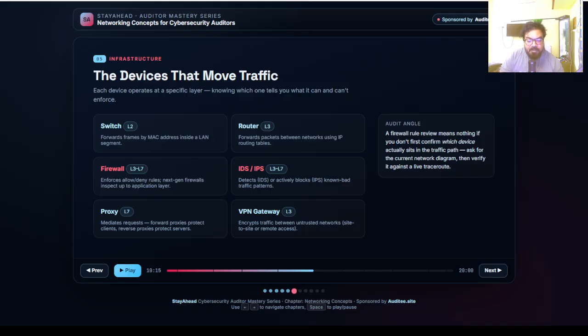A firewall rule review means nothing if you haven't first confirmed which device actually sits in the real traffic path. Always ask for the current network diagram, then verify it against the live trace route, because diagrams drift from reality faster than most organizations realize.